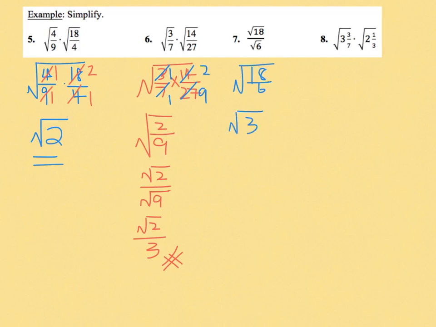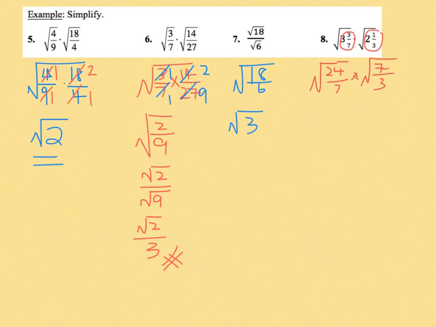Example 8, we have the square root of 3 and 3/7 times the square root of 2 and 1/3. So we can apply what we learned in the earlier 3 examples to help us. It will be helpful to write our radicand under the radical symbol as an improper fraction. So 3 and 3/7 is written as the square root of (7 times 3 plus 3) over 7, which is 24 over 7, times the square root of (3 times 2 plus 1) over 3, which is 7 over 3.